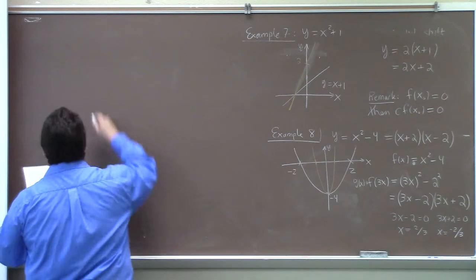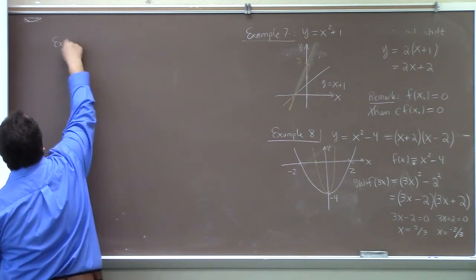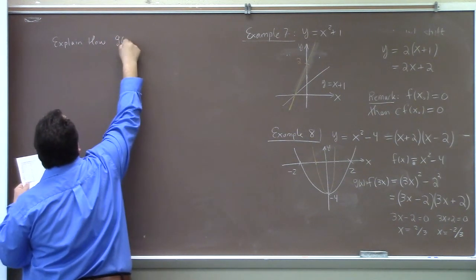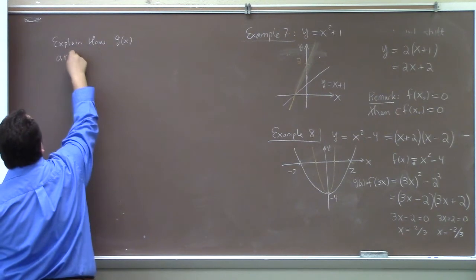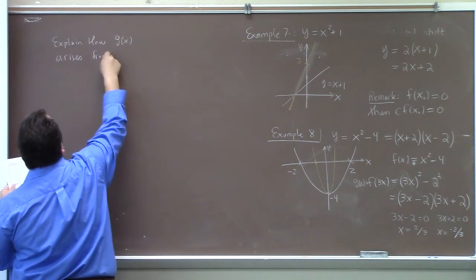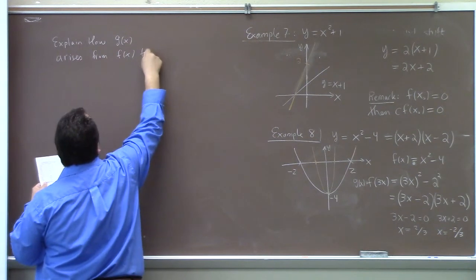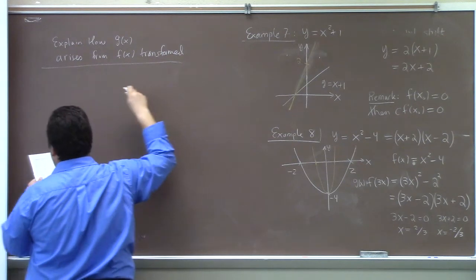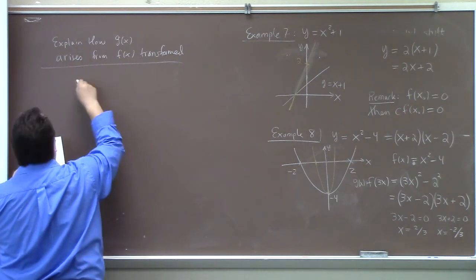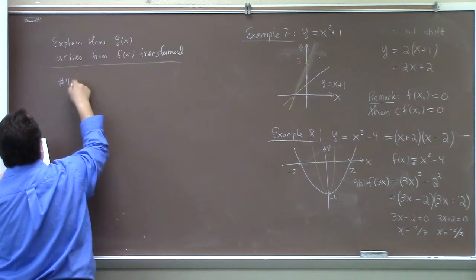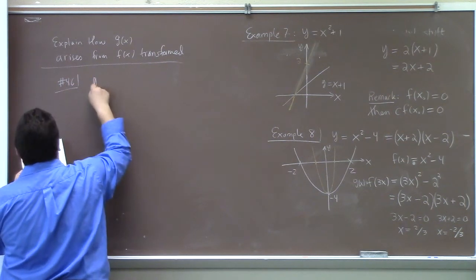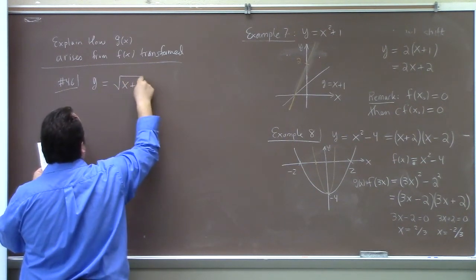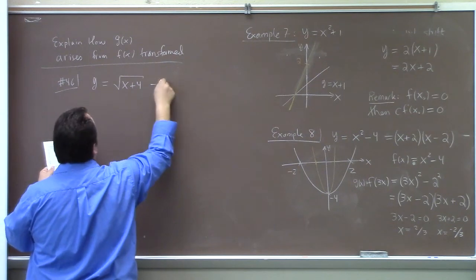So the problem here is to explain how g of x arises from f of x transformed. So let's see here. Number 46. We're going to have y equals the square root of x plus 4 minus 3.